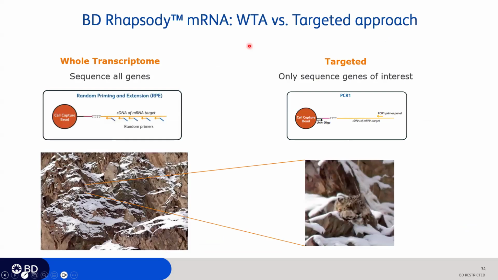And just another way to look at whole transcriptome versus targeted, just to help visualize the differences. With whole transcriptome, we like to think that we're looking at the big picture. And with our targeted assay, we're looking at a smaller picture, but the resolution is more fine.